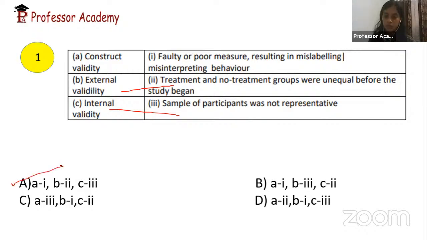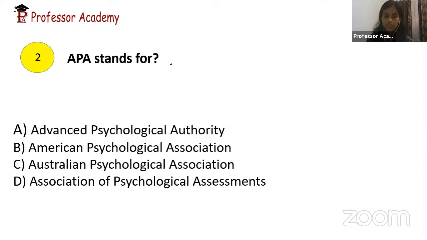Moving on to question number 2. APA stands for, A, Advanced Physiological Authority, B, American Psychological Association, C, Australian Psychological Association, D, Association of Psychological Assessments. We know that APA is a part of your citations, which is ultimately part of the literature review, the second step in the process of research. So APA stands for, this is a direct question, American Psychological Association. Option B is the right answer.